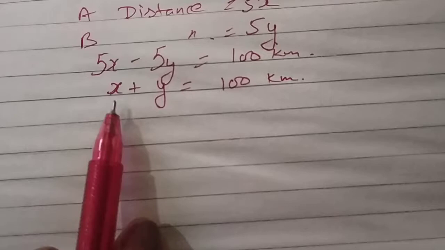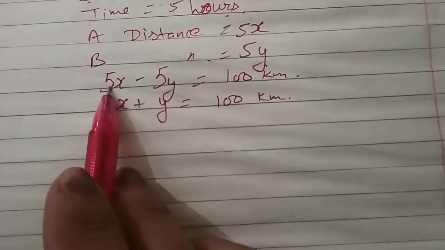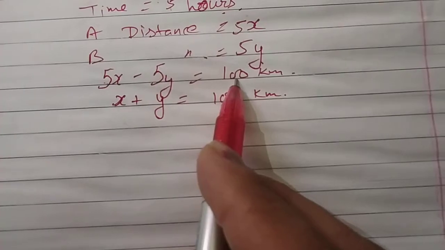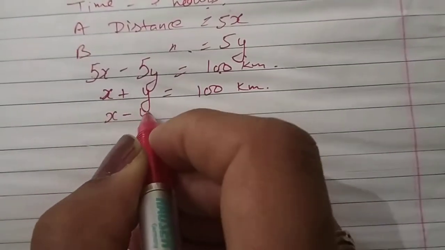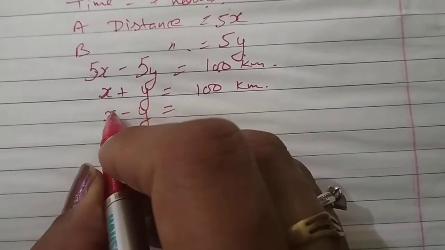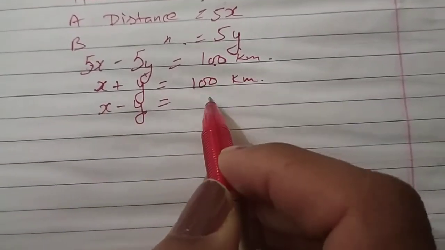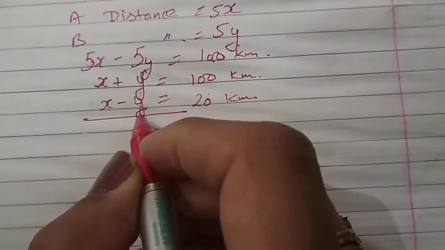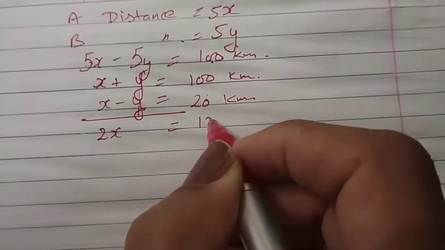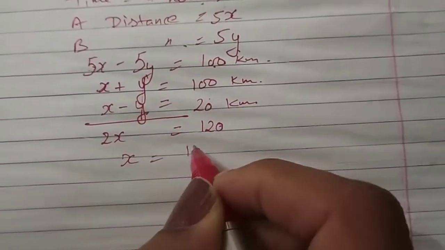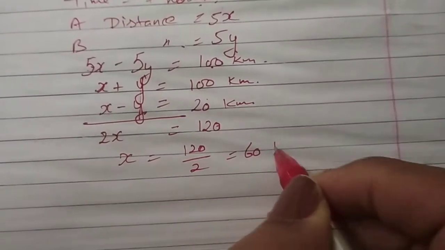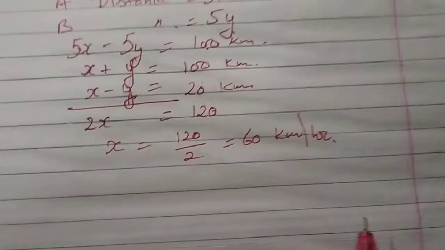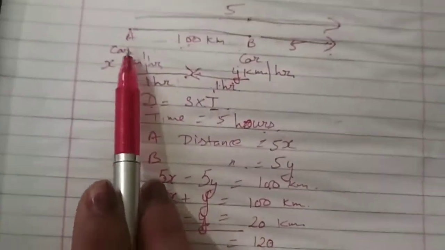So in this way we will get two equations, 5x minus 5y equal to 100, x plus y equal to 100. Now we can divide this equation with 5. Then we will get x minus y is equal to 100 divided by 5, which is 20. So we can say this will be cancelled, 2x is equal to 120. So x is equal to 120 by 2, 60 kilometer per hour was the speed of the car which was standing at the A place.